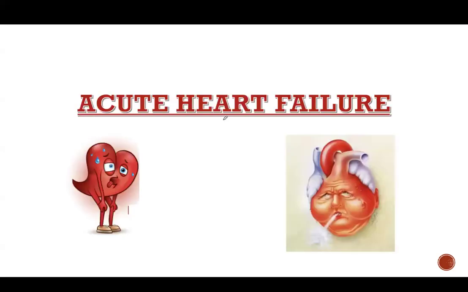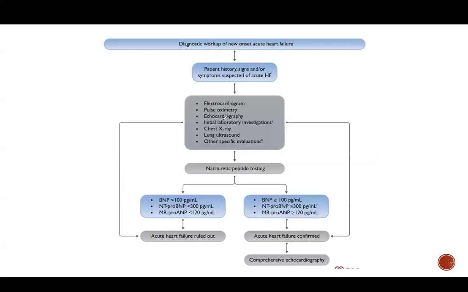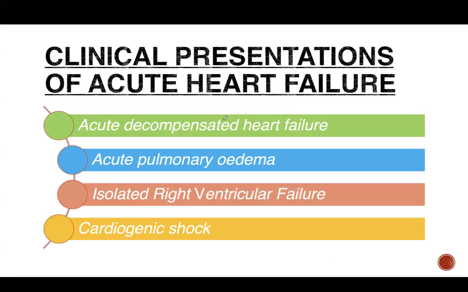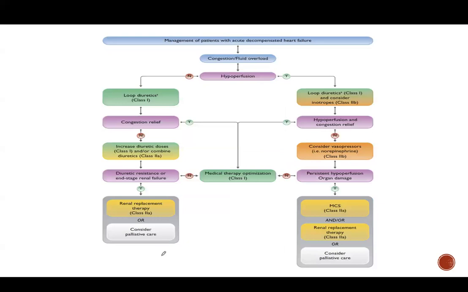Acute heart failure. Acute heart failure refers to rapid or gradual onset of symptoms and signs of heart failure severe enough for the patient to seek urgent medical attention. This means that the patient will have symptoms of such severity that he will require hospitalization for sure. Then only it is labeled as acute heart failure. There are 4 types of clinical presentation of heart failure, that is acute decompensated heart failure, acute pulmonary edema, isolated right ventricular failure, and cardiogenic shock.